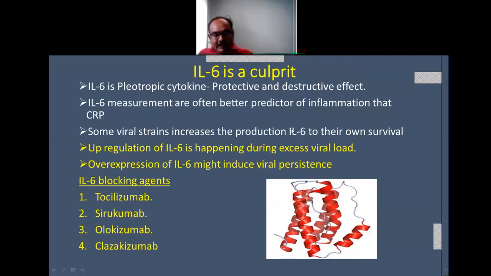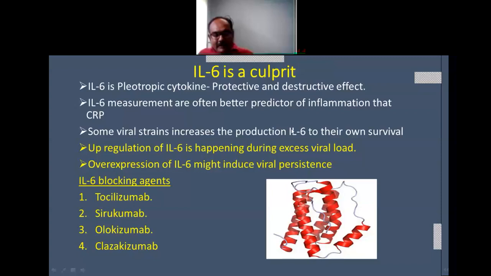So the viral load is very high. Automatically, IL-6 is getting increased in a larger amount. This IL-6, instead of killing the virus, will in turn destroy our organ. And overexpression of IL-6 might induce viral persistence in another way. So with a prolonged period of viral infection, this IL-6 becomes a culprit.